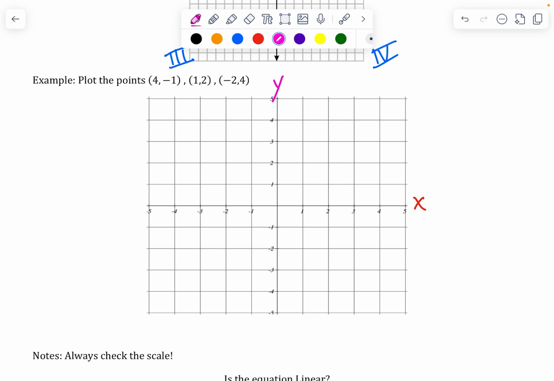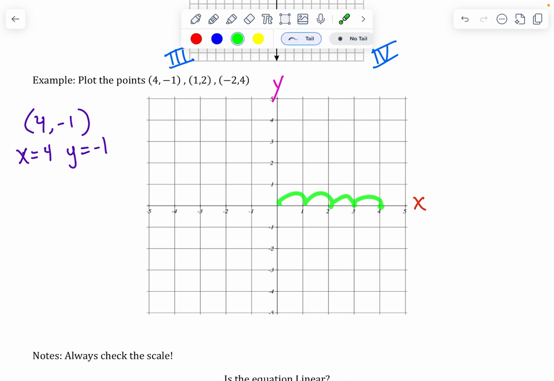So our first point is going to be (4, -1). So that tells us that the x is 4 and the y is negative 1. So that means we would go over to 4 on the x-axis, and then we're going to go down to negative 1 on the y-axis. It's kind of like we're drawing a line through our x value, a line through our y value, and where those two lines intersect is where that point's going to fall. This is like the address, okay? If you're talking about two streets intersecting, 4 and negative 1 intersect right here. So that's our first point.